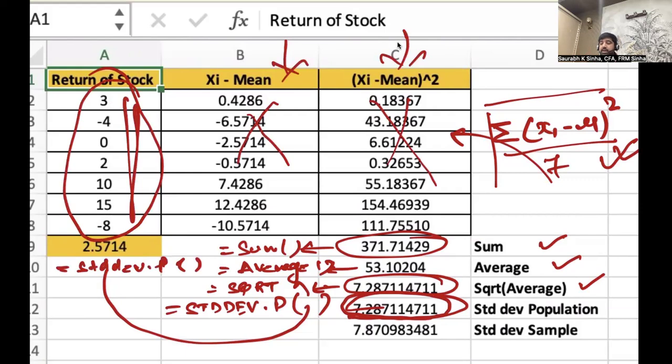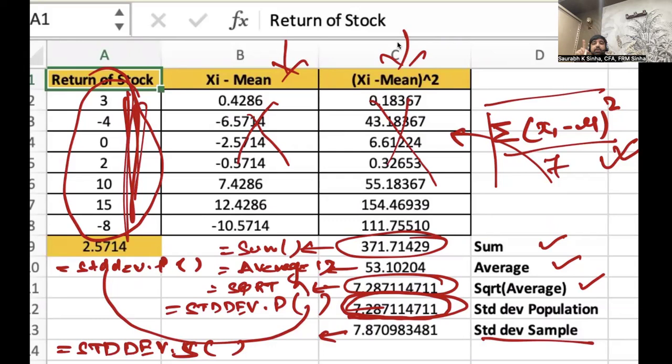But there is also something called the standard deviation of the sample. So in Excel, you have STDEV.S for the sample, and it will give you the standard deviation of this series, assuming it is a sample, not the population.